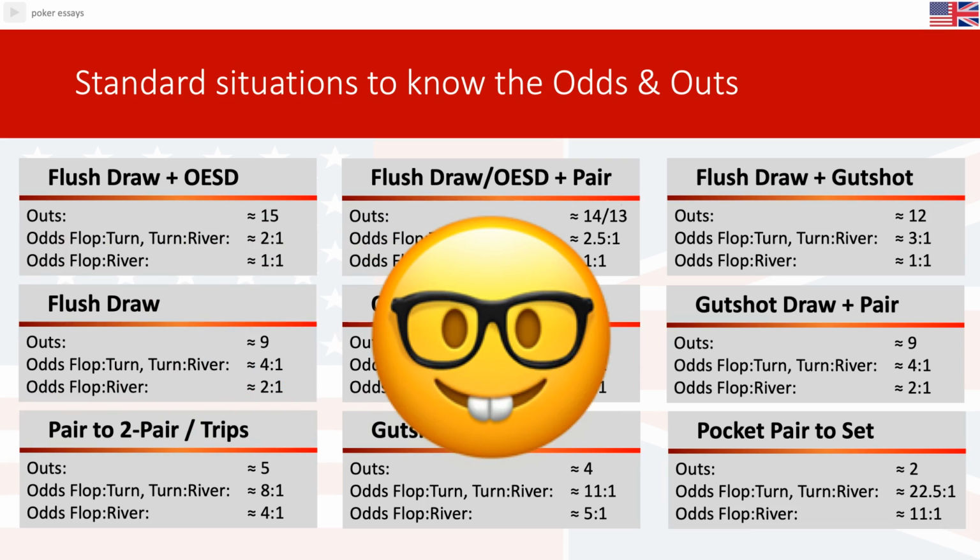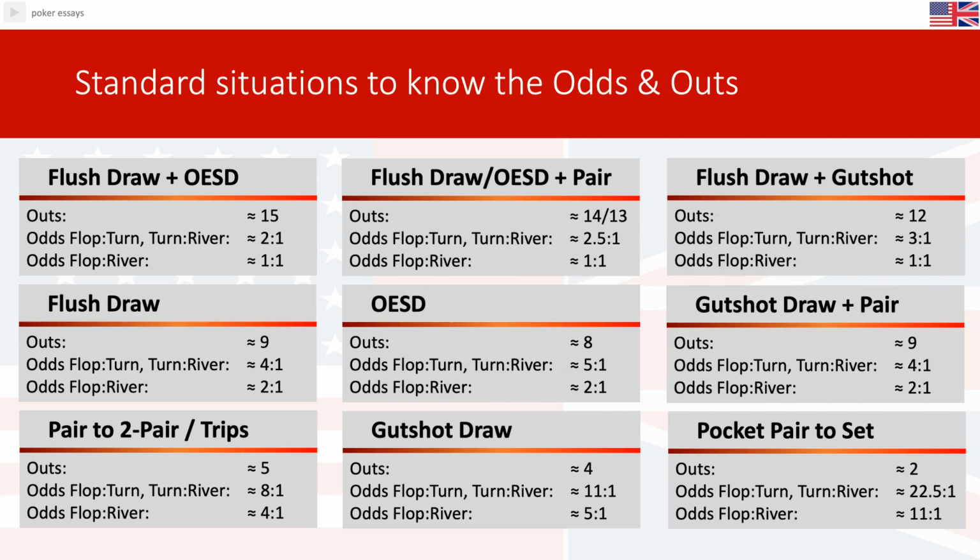If you memorize these 9 situations or put them on your desk as a chart, you will be able to determine your outs and odds very quickly during the game and find out if a bet or call tends to be profitable for you or a losing play.